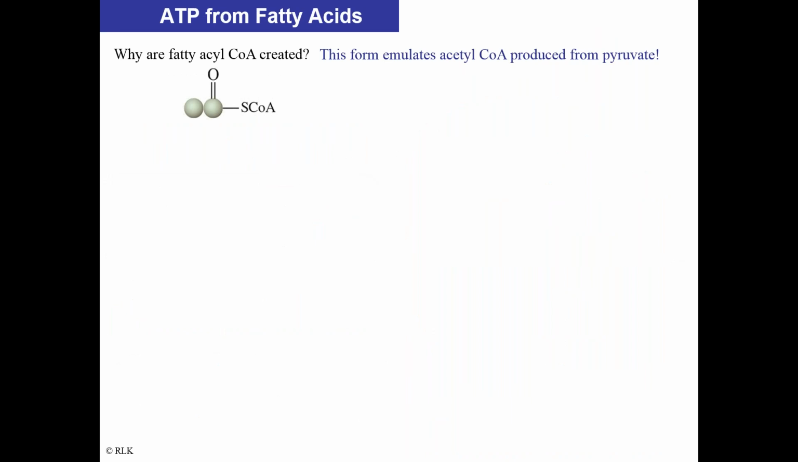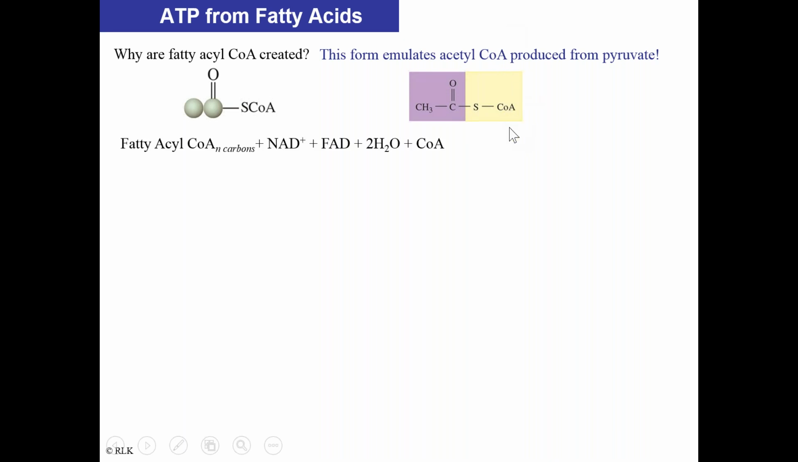So why is fatty acyl coenzyme A created? Because that form emulates the acetyl coenzyme A produced from pyruvate. Okay, so there's a lot of similarity here. It can't be exactly because you started with a fat instead of sugar. Again, this is the acetyl coenzyme A, and we're showing the acetyl group here in purple with the rest of the coenzyme A shown in yellow. All right, you can see how there's going to be really good similarities between those.